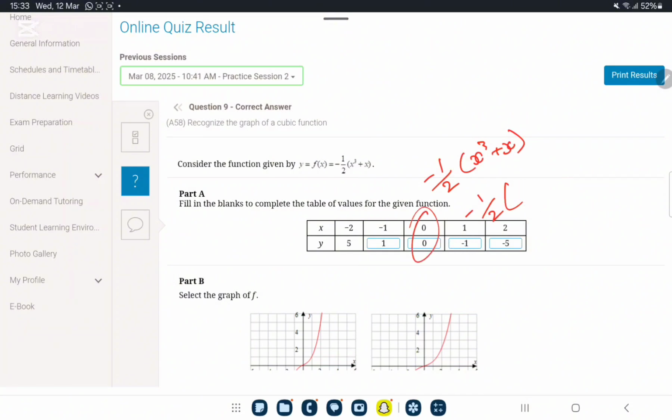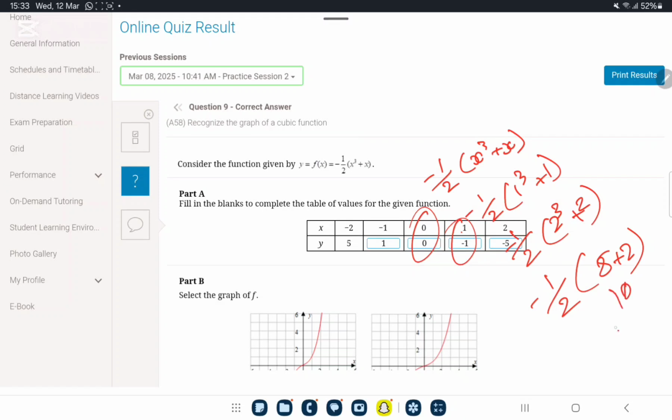And then 1, 1 cubed plus 1. You got minus 1 over 2 times 1 plus 1, 2. You half it and it's negative, so (1, minus 1). And then for the last one, 2. 2 cubed is 8 plus 2, so minus 1 over 2 times 8 plus 2, 10 over 2 with the minus, so minus 5.